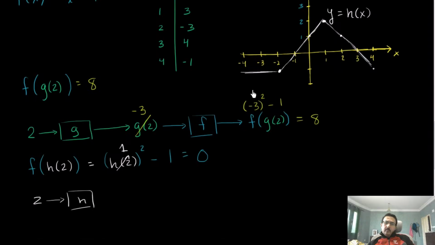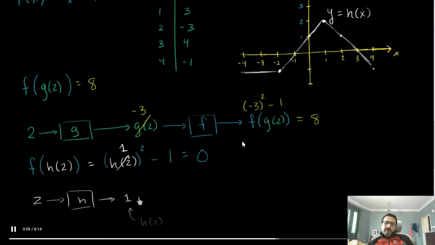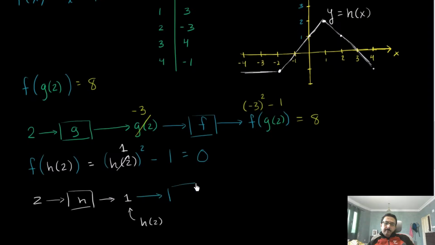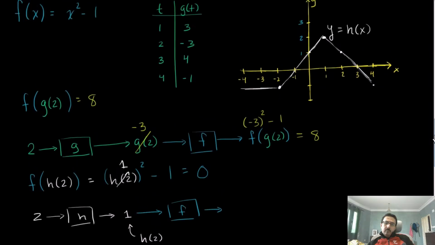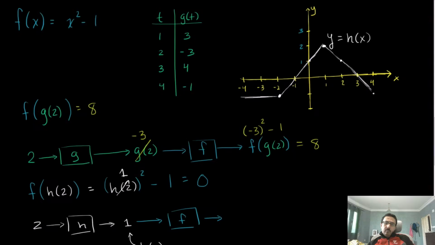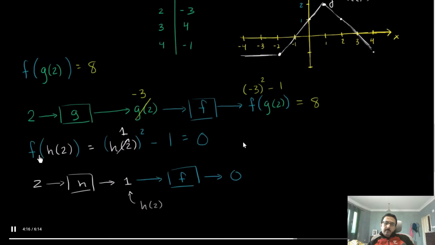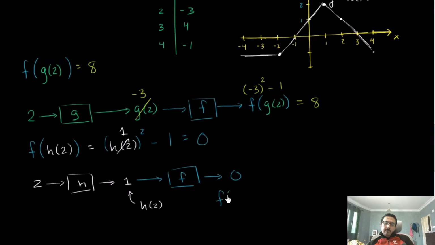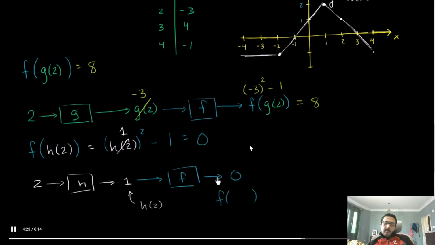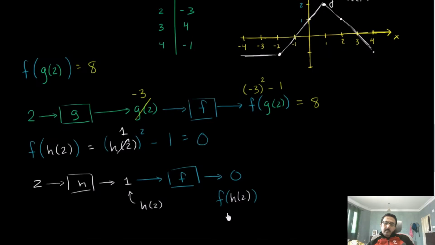If you input 2 into h, you get 1. So that is h of 2 right over here. And then we're going to input that into f, which is going to give us f of 1. f of 1 is 1 squared minus 1, which is 0. So this right over here is f of h of 2. h of 2 is the input into f, so the output is going to be f of our input, f of h of 2.